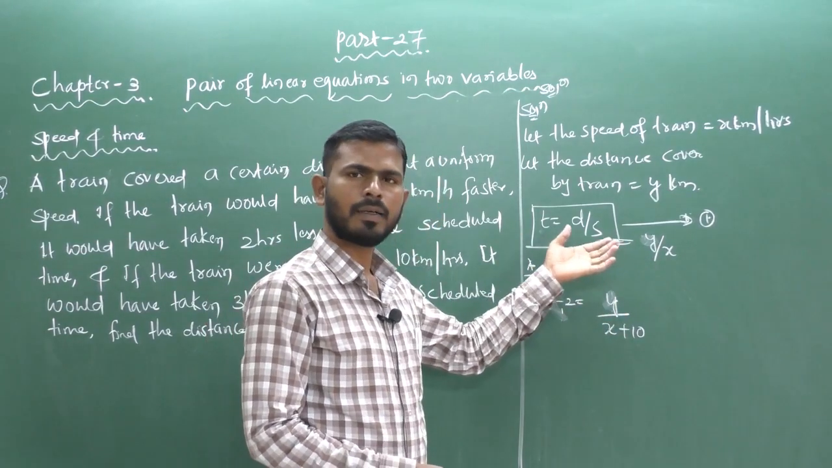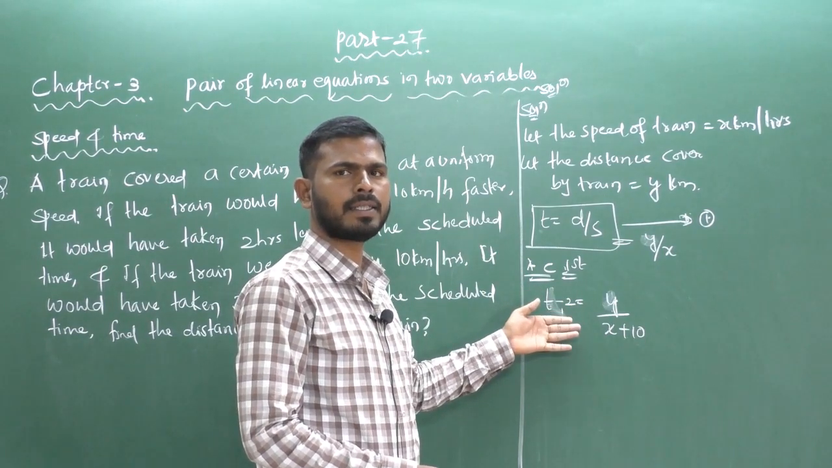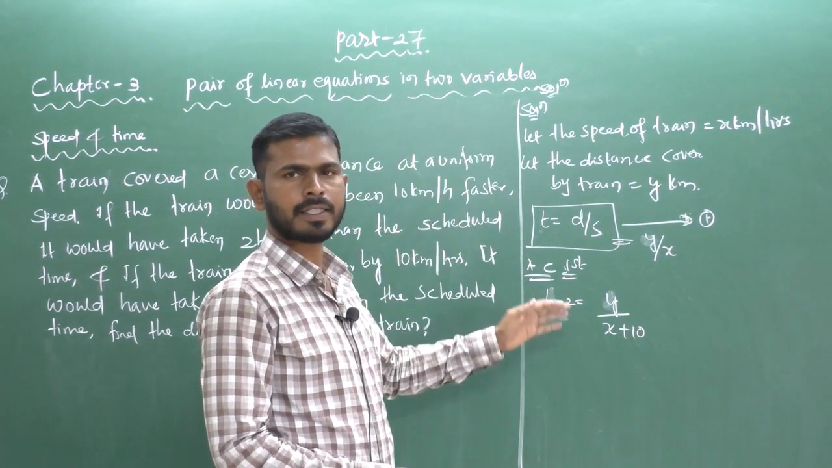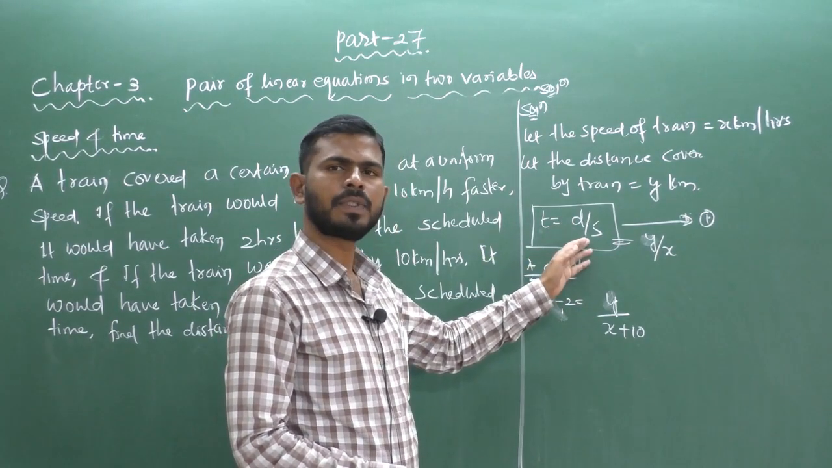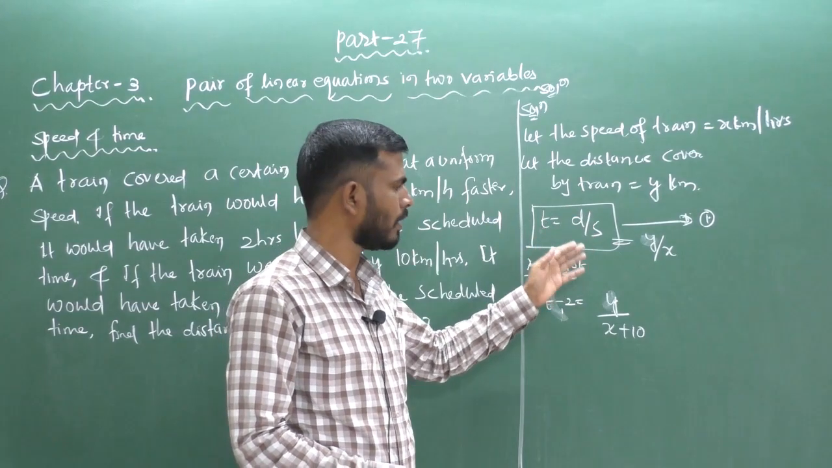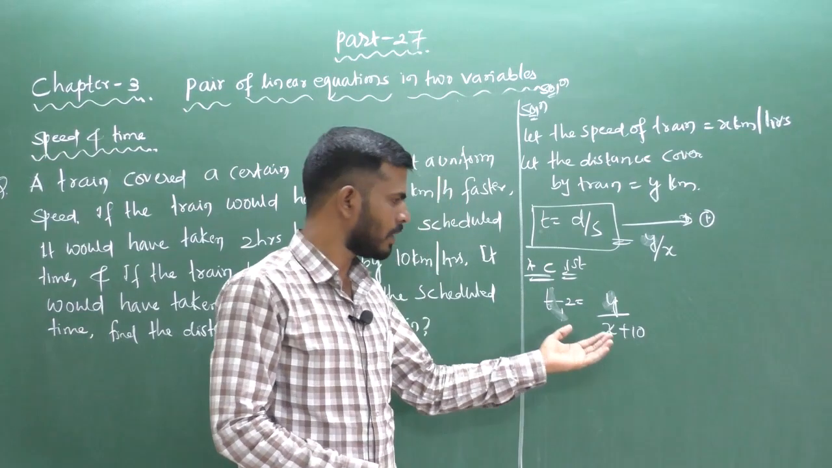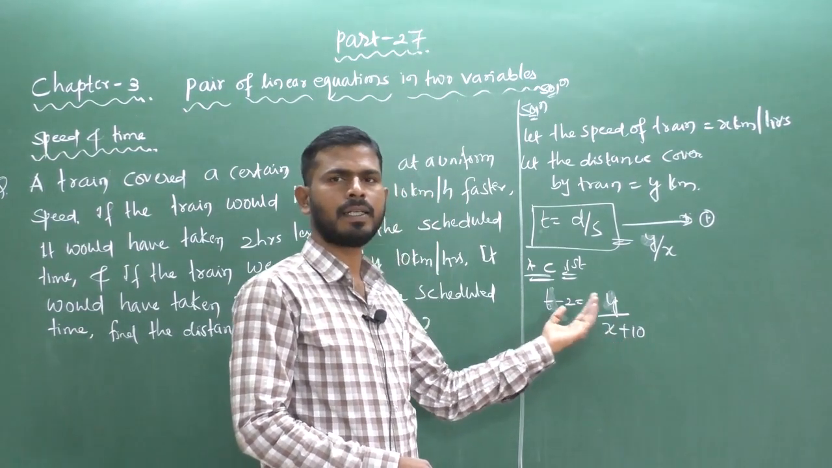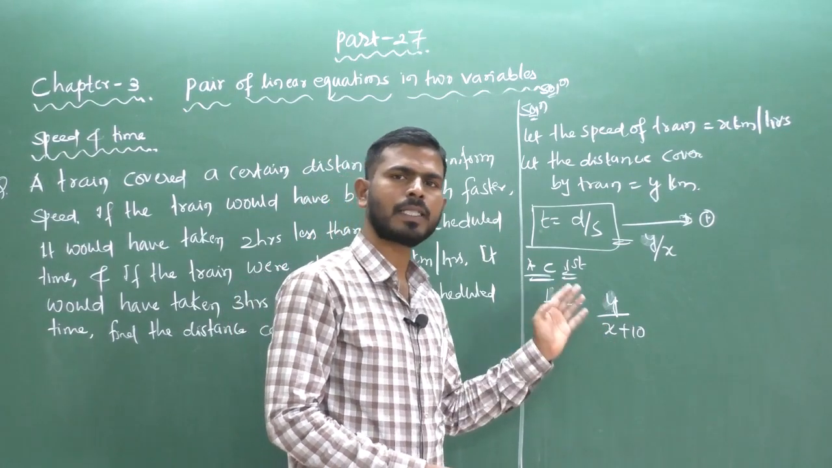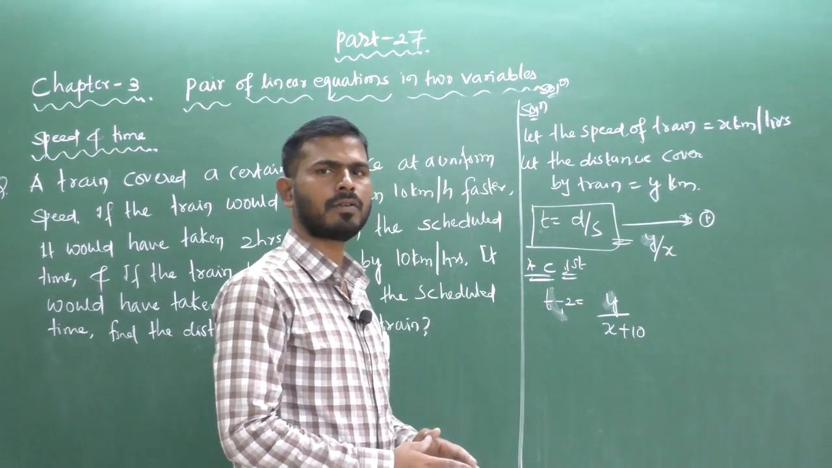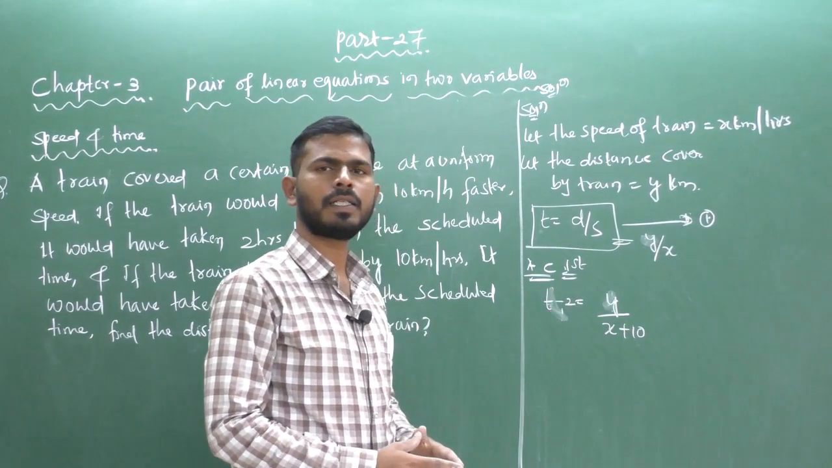So by using this equation you have to create the next equation by using a pair of linear equations in two variables. So t as it is, distance is y, speed you have to increase by 10 km. Initial speed is x, increase by 10 means you have to plus 10. Suppose you increase the speed, automatically the time will decrease, that is 2. T minus 2 equal to y divided by x plus 10. So this is the first condition. Got it in this point? So t minus 2 equal to y divided by x plus 10.